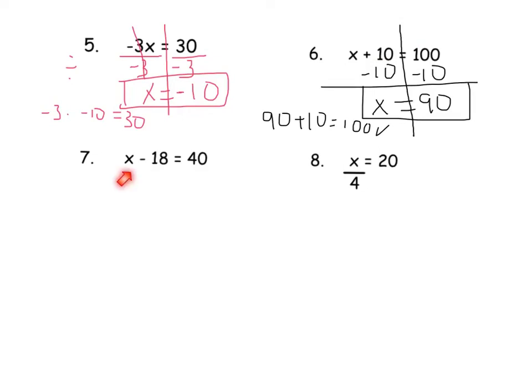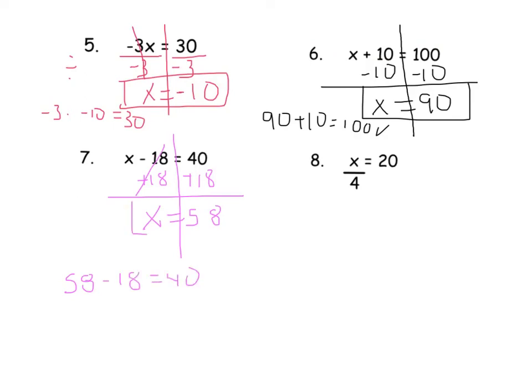Example 7. Here's my variable. It says minus 18. So we are going to add 18. If we do it to one side, we have to do it to the other. That cancels, so we have x on one side. 40 plus 18 is 58. So I'm going to check it over here. 58 minus 18 does equal 40. So here's my answer. And the very last example, 8.